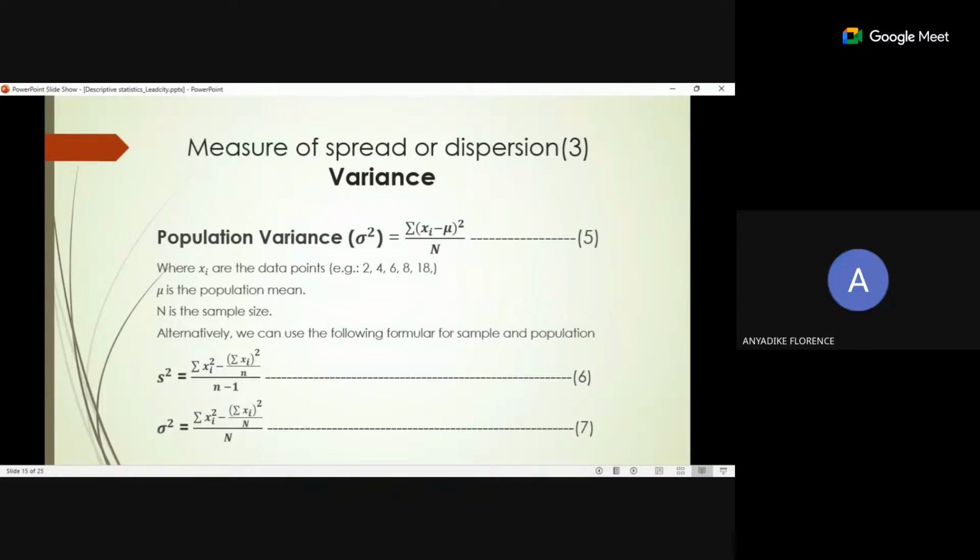Yes, sir. I have a question. Please go ahead. I don't understand where you're getting this 7.6. Where are we getting it from? 2 plus 4 plus 6 plus 8 plus 18 divided by 5. What do you get? 7.6. Okay, sir. Is it clear now? Yes, sir. Thank you, sir. Okay. Any other question?